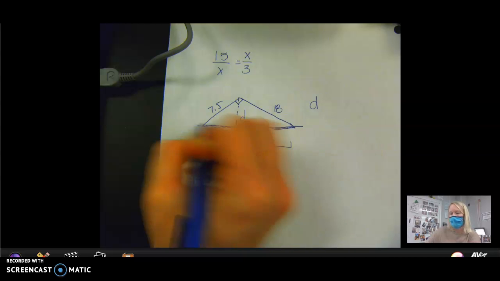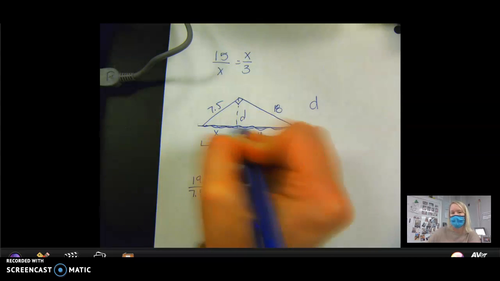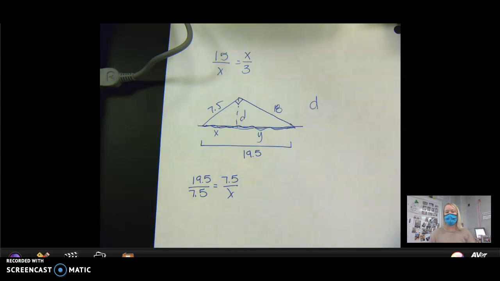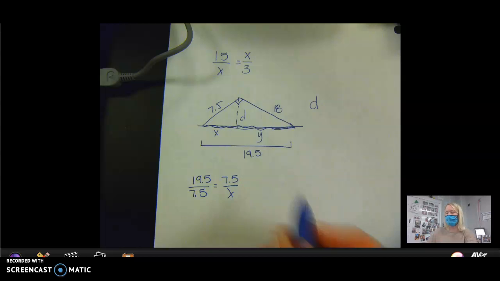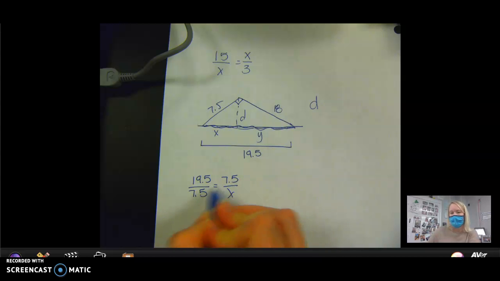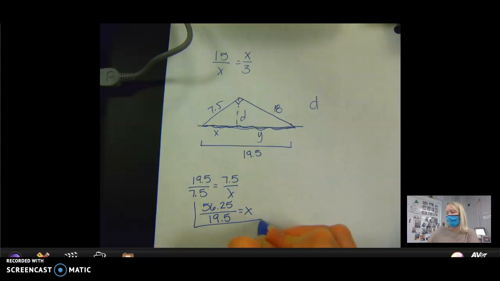So I'm going to do a check mark: over, up, down, back. I'm going to cross multiply, and to keep the most accurate answer possible, when I cross multiply the 7.5, I get 56.25, and then I'd divide by the 19.5. That's what I'm going to leave my value of x as, because otherwise it's going to be a funky decimal answer that's non-terminating, non-repeating.